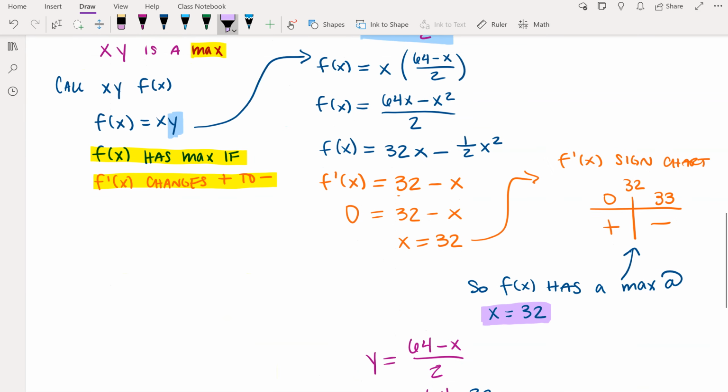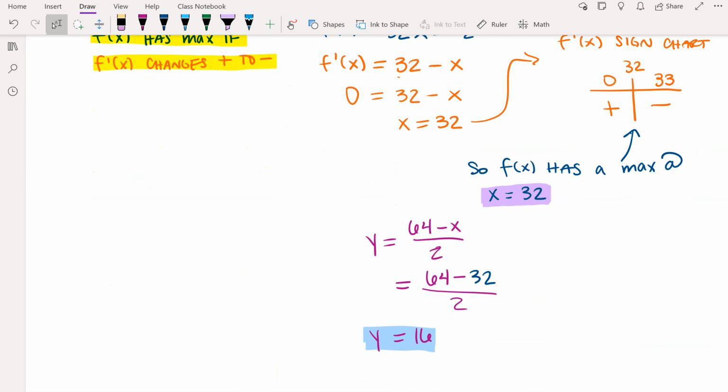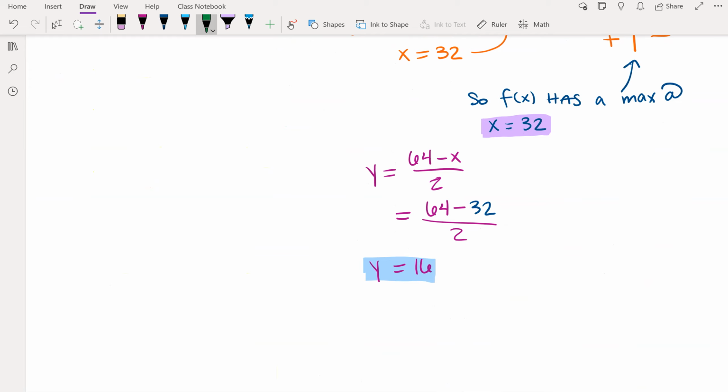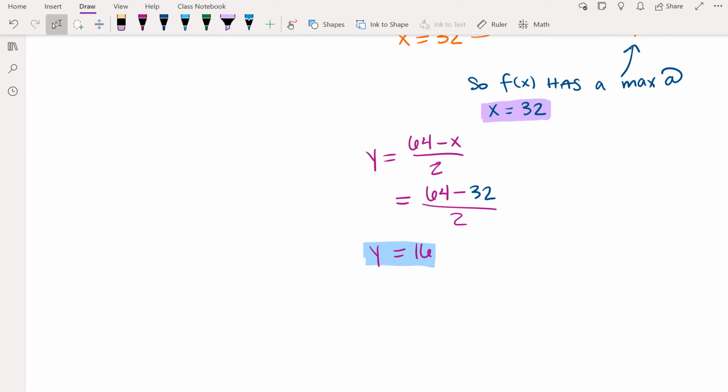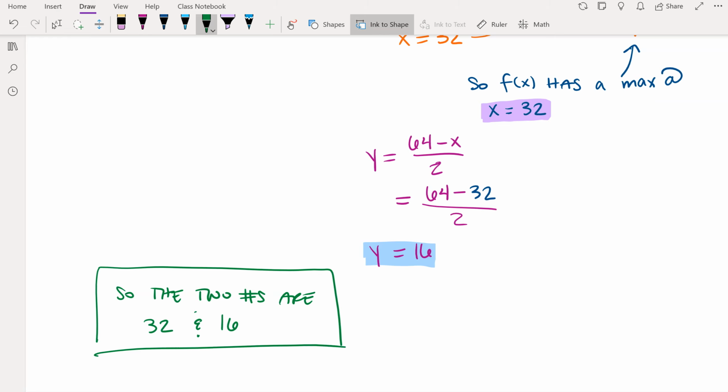So what I would do to end this question is just summarize. I would say, so the two numbers are 32 and 16. Those are the two numbers that answer this question.